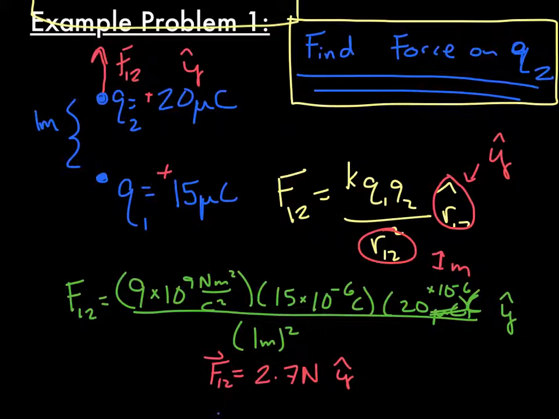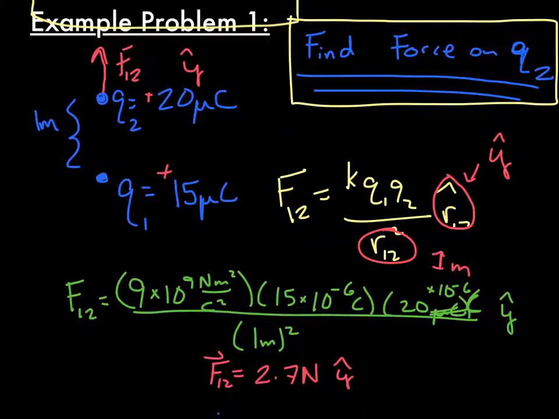So key points: figure out what direction the force is going. Figure this out by using a picture, and sketch the force in there. In this case, our final force is positive in the y hat direction, and we can see in the picture that it is positive in the y hat direction. Always convert your units to coulombs, micro being 10 to the minus 6, and always convert your distance to meters.